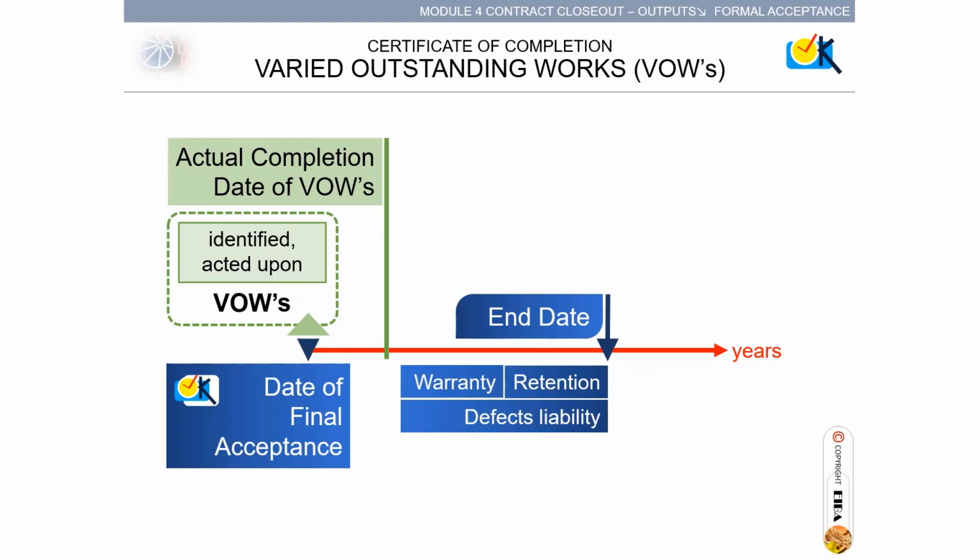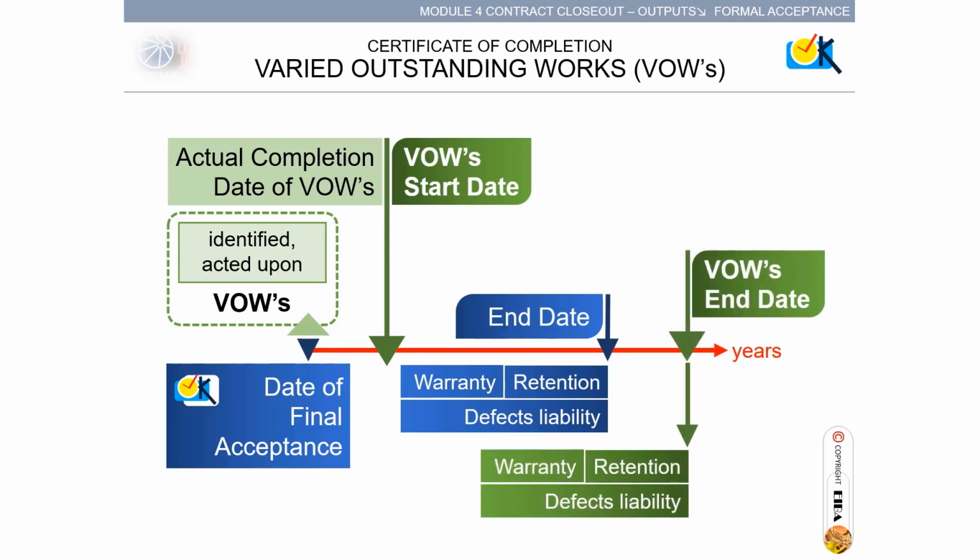This is now the VOWs start date. And with the same standard length for warranty, etc., the VOWs end date for the warranty, retention, and defects liability is patterned. The difference between the standard end date and VOWs end date is called the excess period. Now, this answers how varied outstanding works are handled.